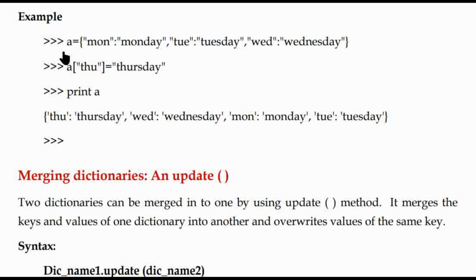Example: A is equal to Monday, Tuesday, Wednesday. A Thursday equal to Thursday. Separate values are assigned in this statement. Print A: THU Thursday, WED Wednesday, MON Monday, TUE Tuesday.